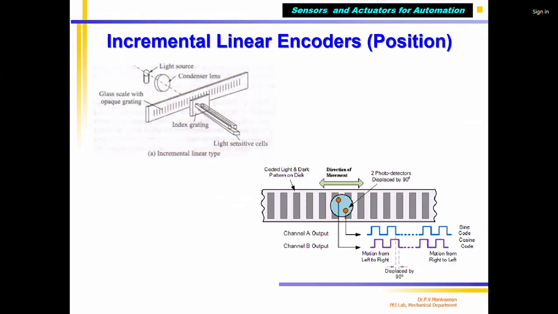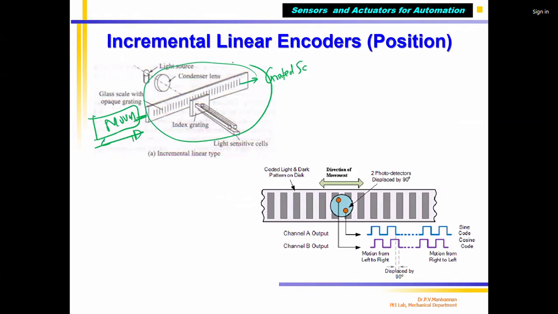Okay, so the same thing can be used for linear measurement also. Linear means, for example, this is the graded scale. You can see that this is the graded scale, where alternate black and white is there. This is, for example, a moving object, not a rotating object, a linear movement. The moving object is connected to the graded scale. The whole thing is my sensor.